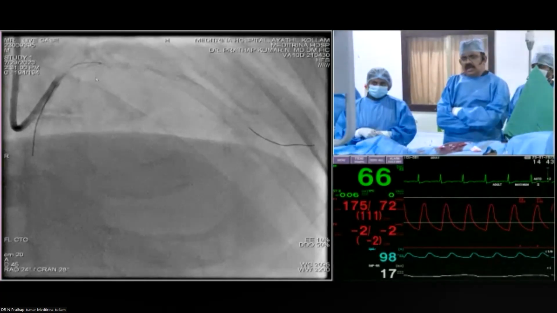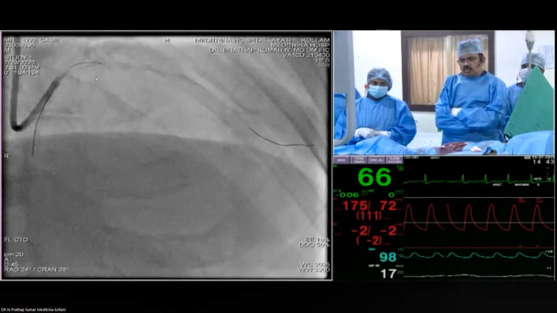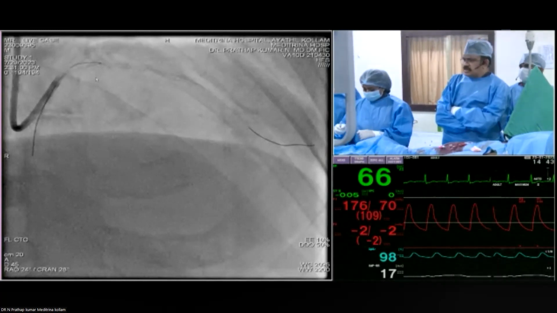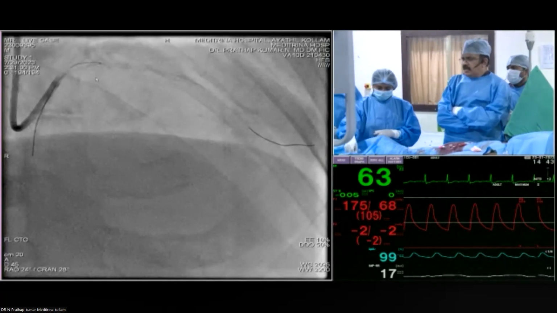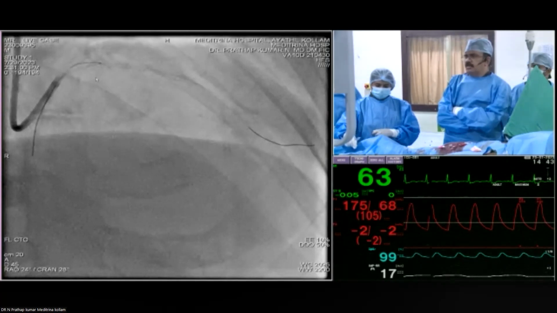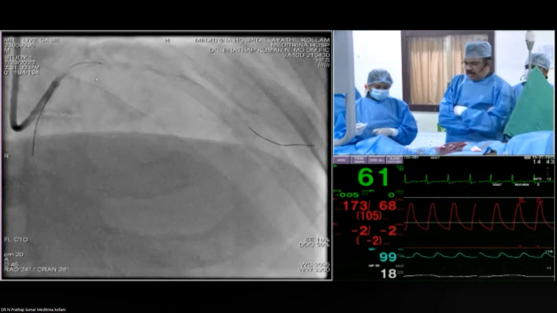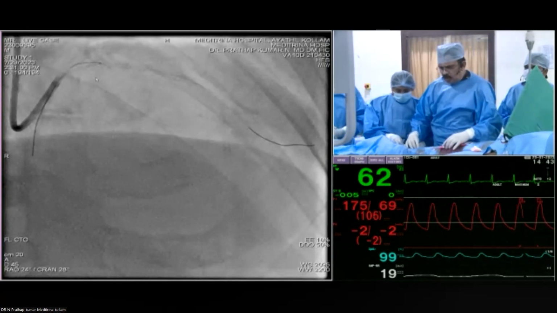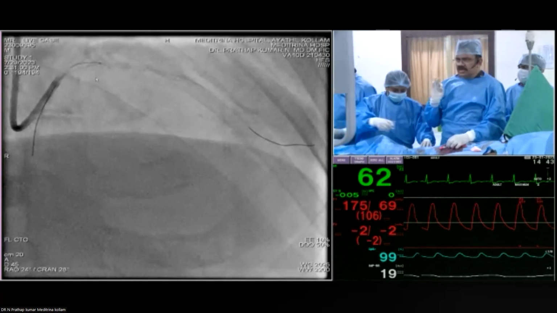You can take any balloon, but I decided to take a 2 millimeter balloon and then see the circumflex. Then I will decide the real pre-dilatation with a cutting balloon or a normal balloon. I'll take a 2 millimeter balloon immediately into the circumflex, and that is the tightest part.